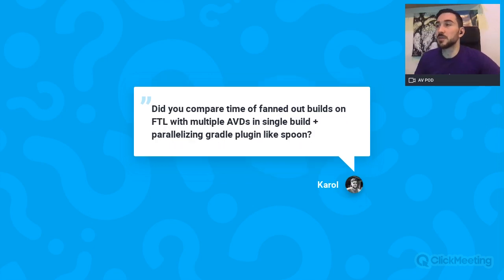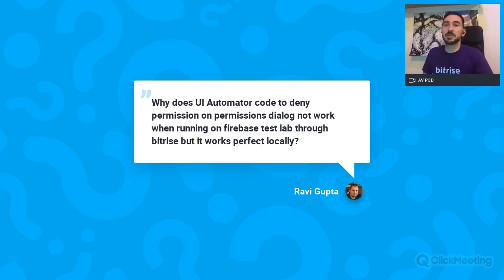Did you compare time of fan-out builds on Firebase Test Lab with multiple AVDs in a single build parallelizing Gradle plugin like Spoon? I started checking out the performance of Firebase Test Lab with AVD devices as well. But so far, what I've seen is that simply waiting for the given simulator is a bit slower when starting up a given build. And also, another thing that I saw is the tests ran faster on Firebase Test Lab than on the simulator. Yeah, definitely. It would need a bit more deeper investigation.